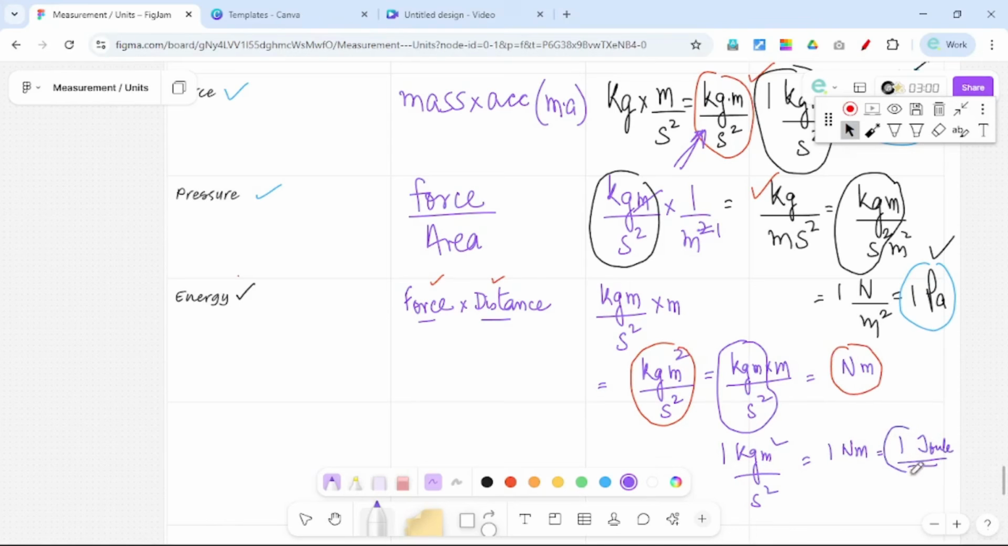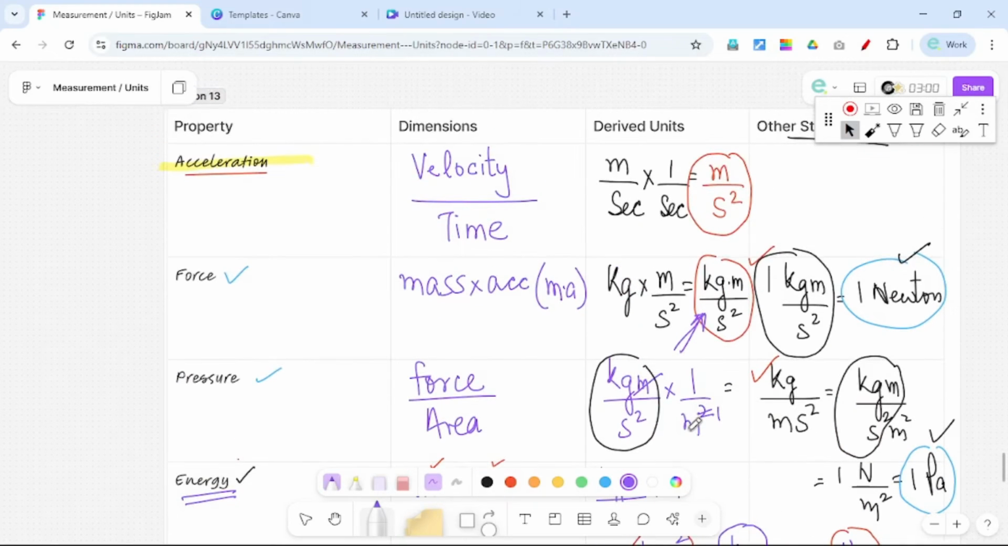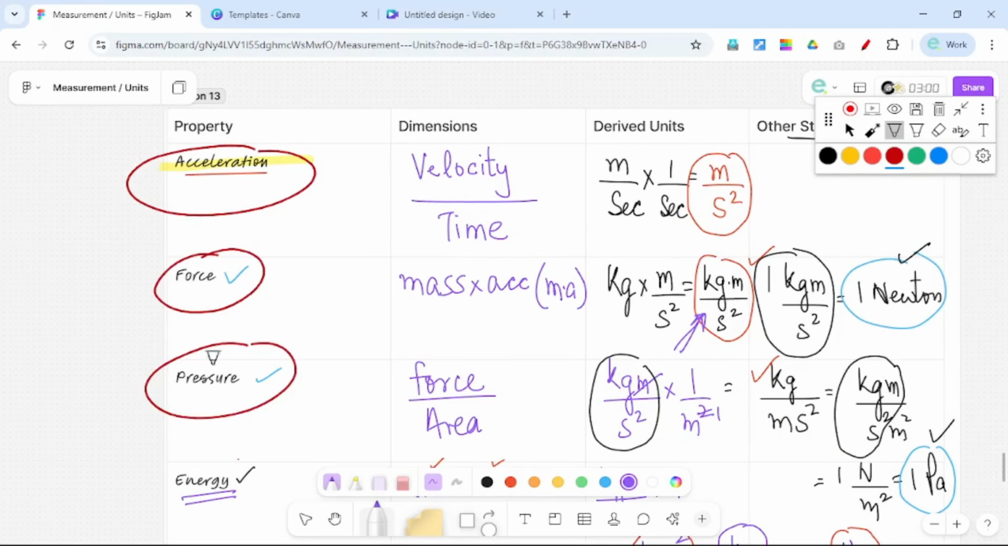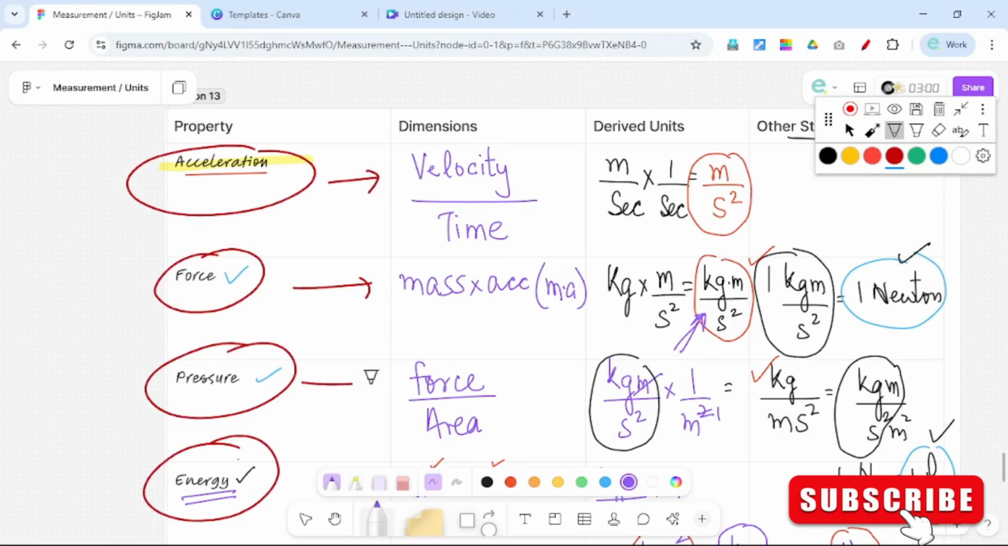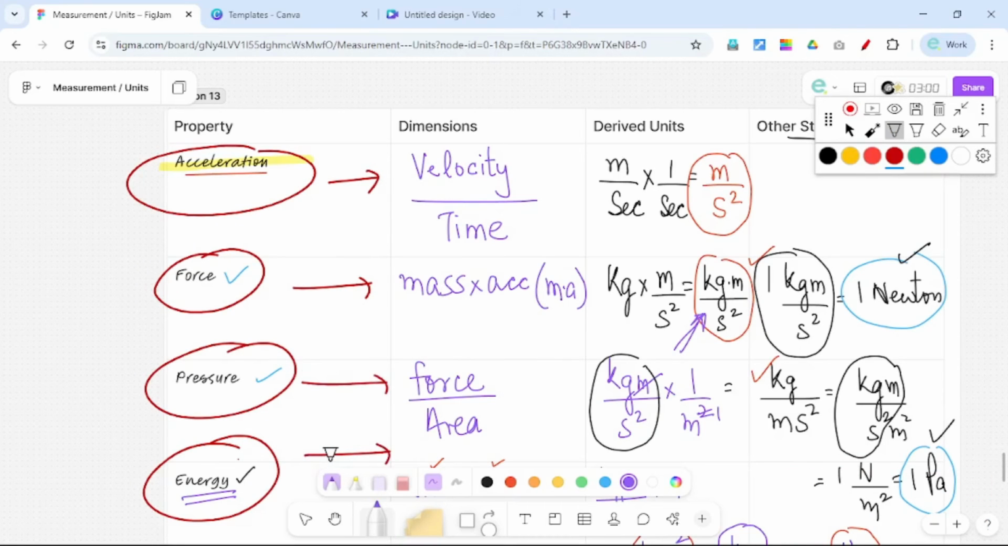So this 1 joule is one of the units of energy, and in terms of the derived units you can say it is kg meter square divided by second square. So this is how you are going to do more exercises in terms of finding different properties. Write different properties and think of the dimensions involved, and thereafter you can find the derived unit for these properties.